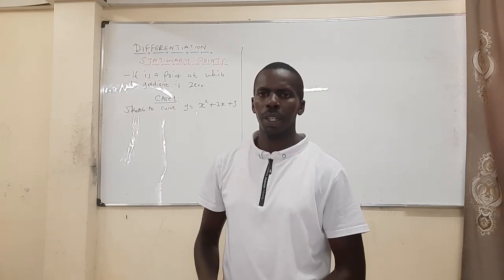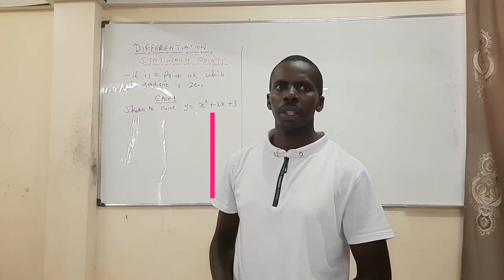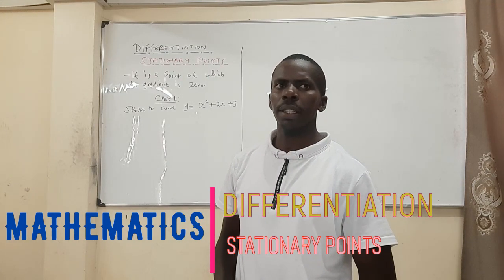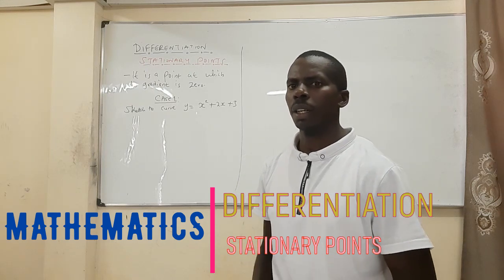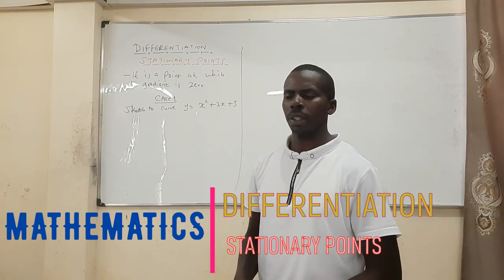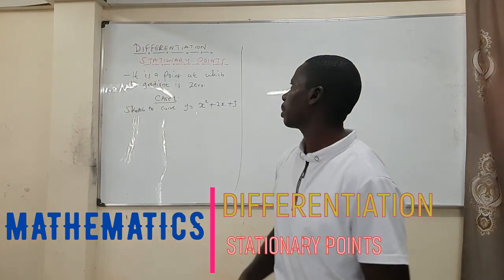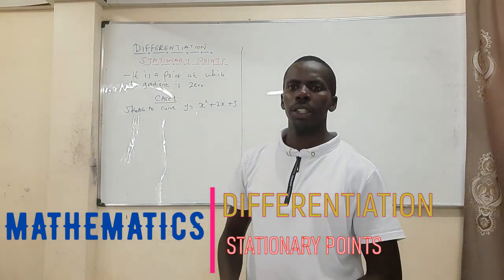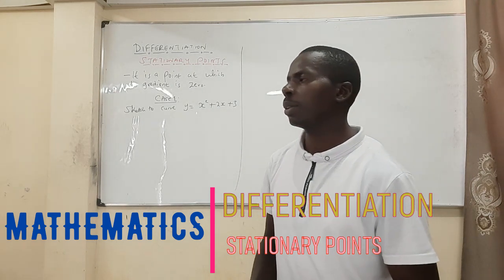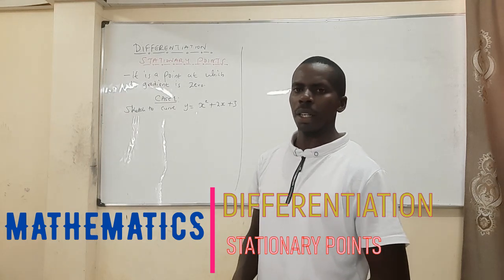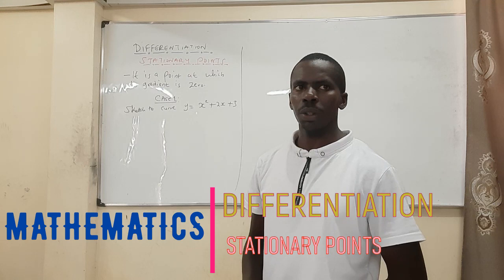Welcome to another class. We are going to continue with differentiation, and we are going to look at stationary points. Stationary points are points where the gradient of a curve is equal to 0. So you're going to look at different cases where you have the gradient equal to 0.